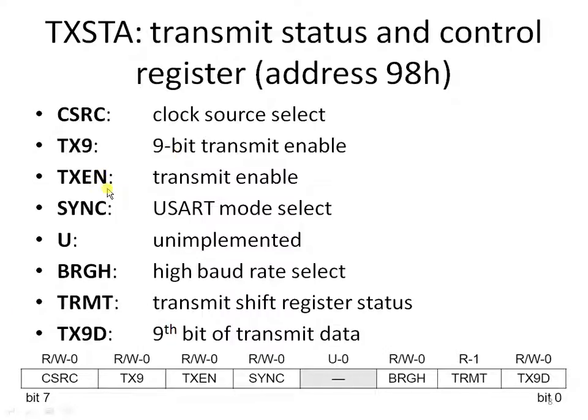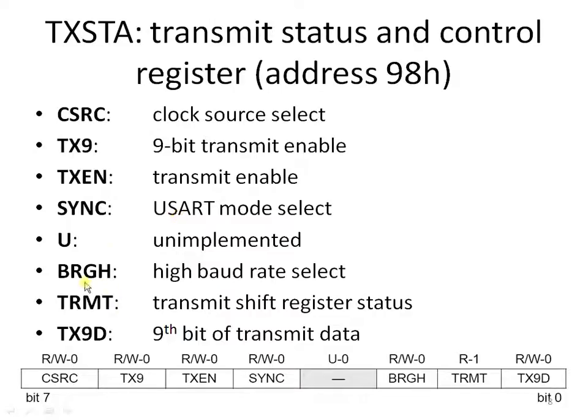And then you have transmit enable. So if you want to enable the transmitter block, then this has to be programmed as logic 1. Now if you want to disable it, then make it logic 0. And USART will provide us synchronous as well as asynchronous communication. So if you want to use synchronous communication, then this has to be programmed as logic 1. And if you want to use asynchronous communication, then this has to be programmed as logic 0.